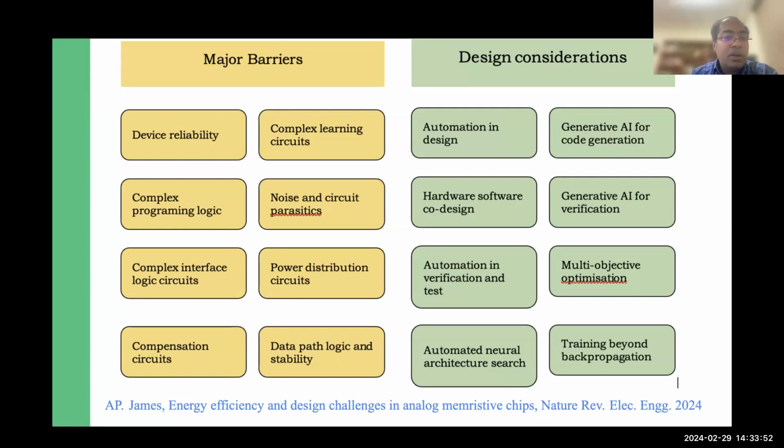Now, if you look at the barriers, power distribution within those chips becomes more and more complex. As and when you have more devices going in, the number of interconnects, the number of lines that go into the chip, and the physical design of the chip itself, especially with analog, becomes a bit of a challenge. And one needs to carefully consider all those data path issues, the power distribution issues, the interface logic.